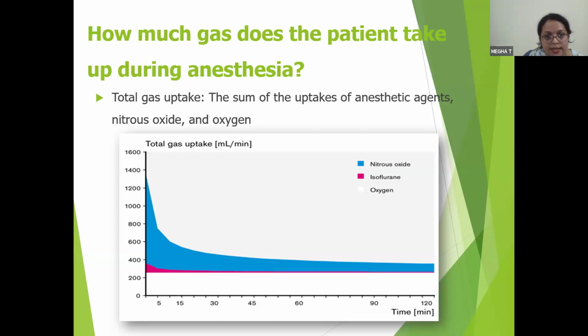Whereas the pink color is the isoflurane. As you can see, the initial uptake is high, but later on it decreases and stabilizes. Likewise, the blue one is nitrous oxide. The initial uptake is high, but later on it decreases and stabilizes. So you can see that from around 10 minutes onwards, the uptake of volatile anesthetic as well as nitrous oxide comes down.